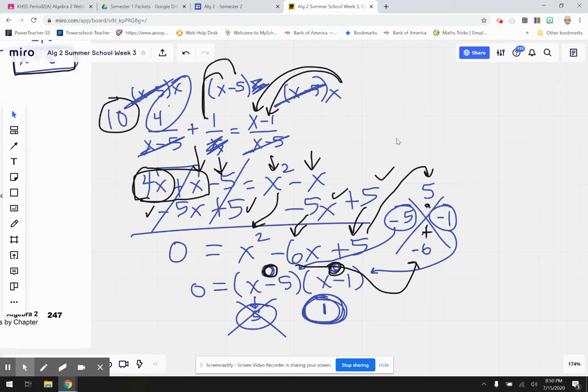You might notice I crossed out the 5 because our original problem has an x minus 5 on the bottom. And if you put a 5 in there, like right here, 5 minus 5 is 0, that does not work. You cannot have a 0 on the bottom of any fraction. So this answer right here is incorrect. The only right answer is 1. Cannot have a 0 on the bottom of a fraction.